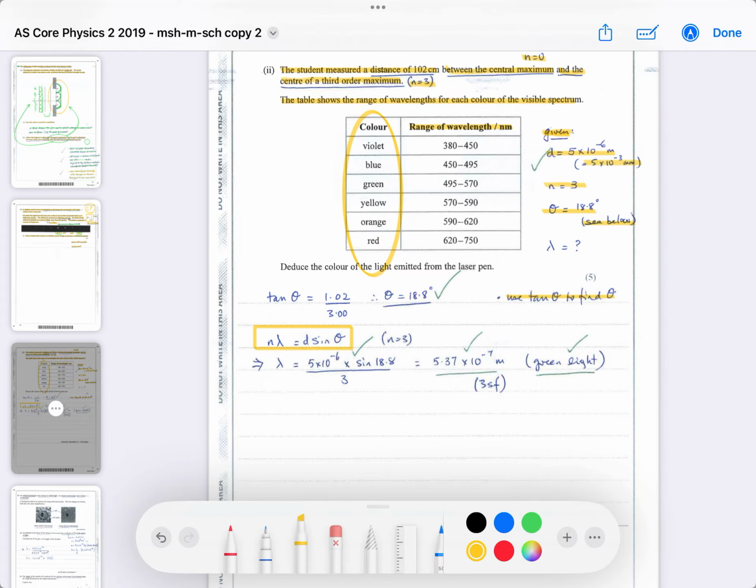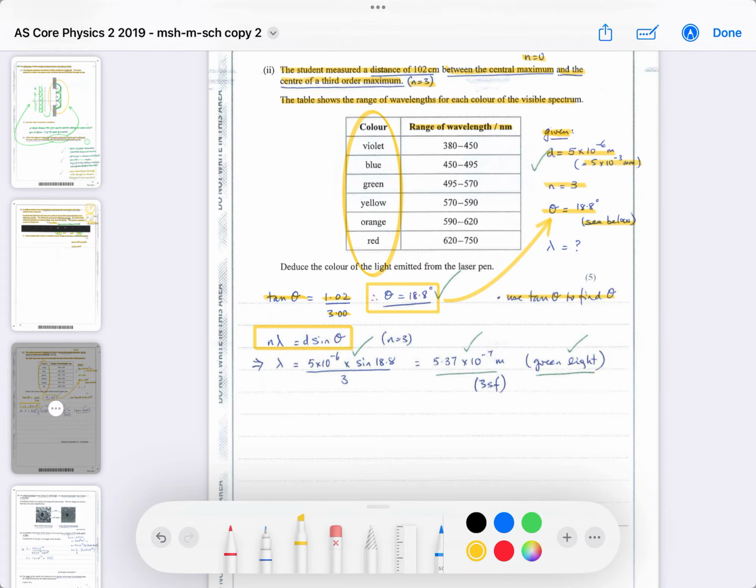So tan, yeah, for n equals 3, the angle I worked out is 1.02 is the opposite, so on the screen, and it's 3 meters away. So you can work out the angle is 18.8 degrees, which gives us some arc, and that's what I've put down there. So we know theta.